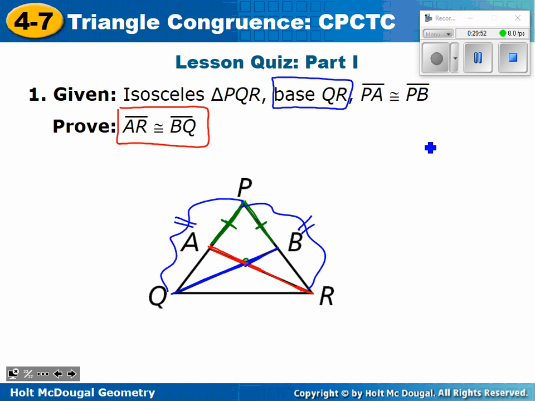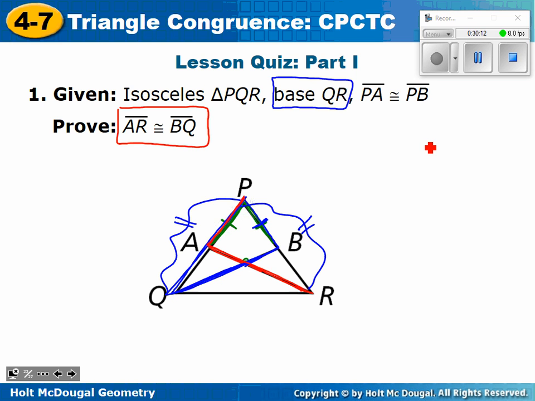Okay, PBQ, so I'm going to trace the one you're talking about. PBQ would be this triangle. That does have this PB marked. It does have the QB marked. And it does have the PQ marked. Do you guys see that? And then you said which other one?